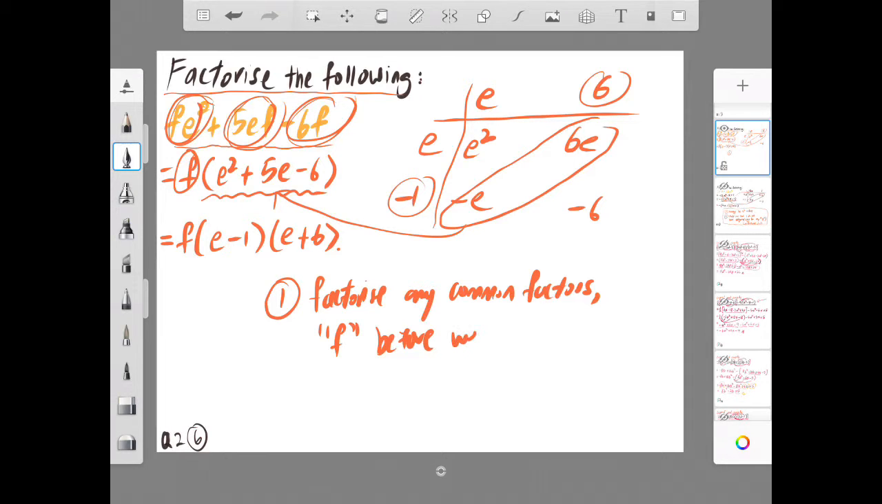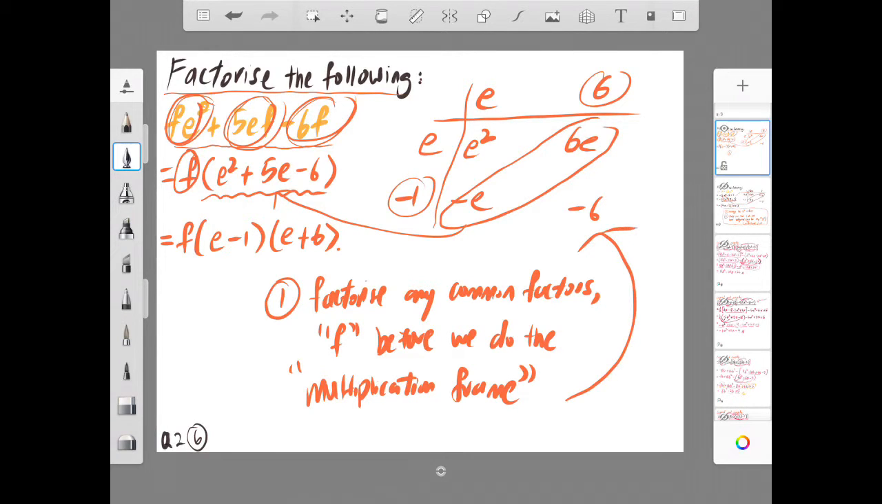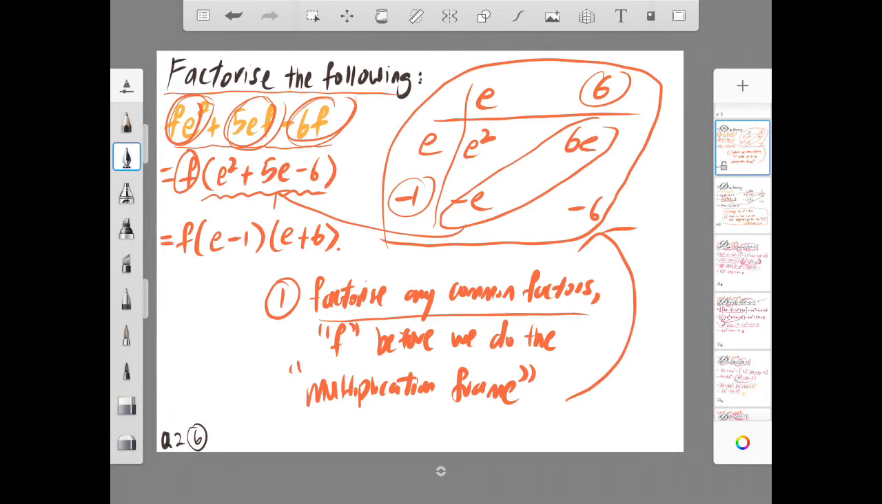Just to reiterate, the multiplication frame is this part of the solving. So we have to factorize any common factors first. In future videos, I'm going to come up with similar questions, but revolving around numbers instead of f or any unknowns.